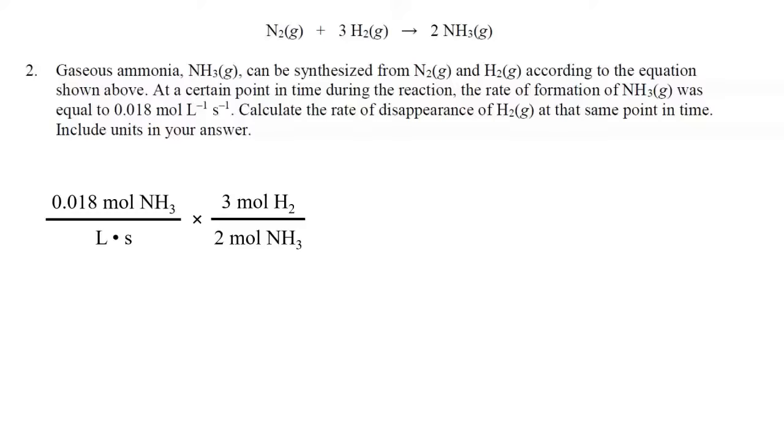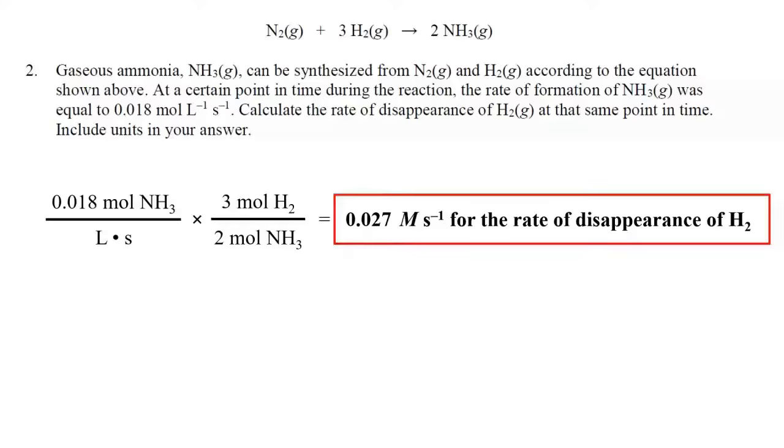Now when I do this math, I will have units for hydrogen's disappearance, and it would be moles per liter per second. So when I do this math of 0.018 times 3 divided by 2, I get 0.027, and you can write molarity because that is moles per liter per second. So the units are molarity per second, and that number is for the rate of disappearance of hydrogen at that same point in time.